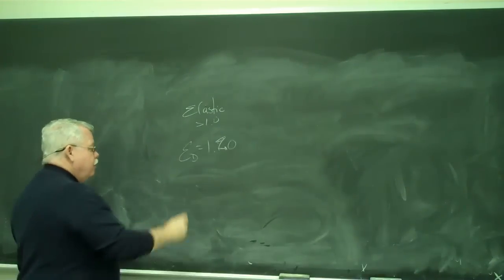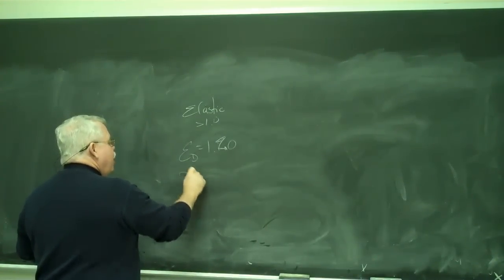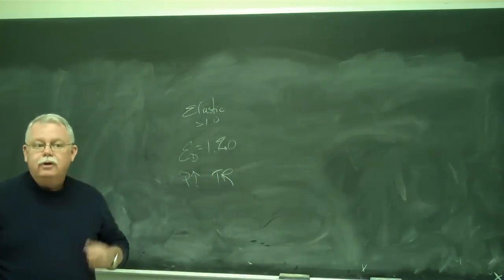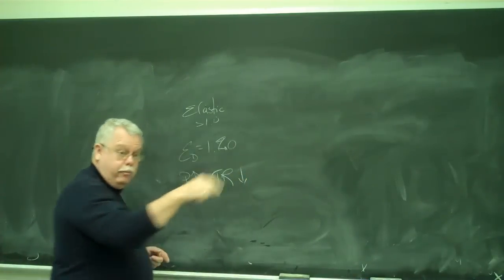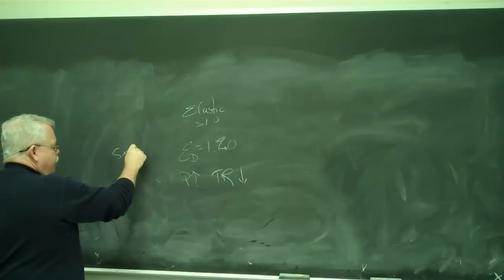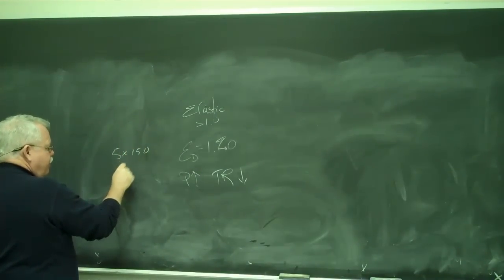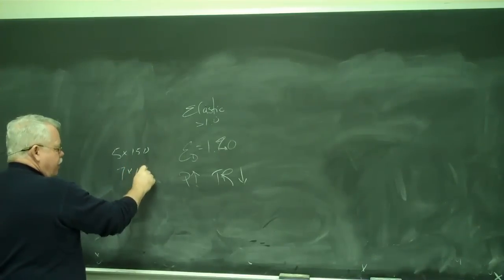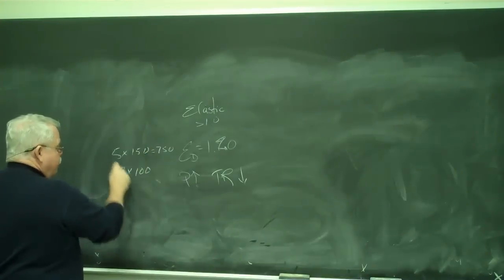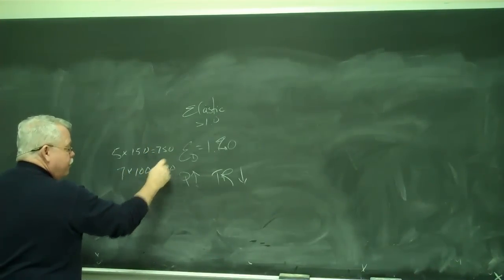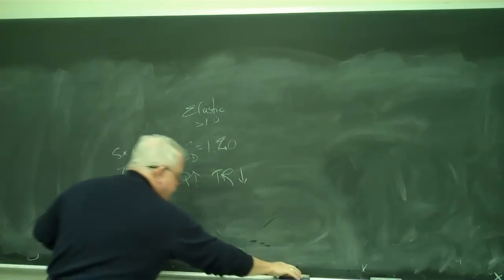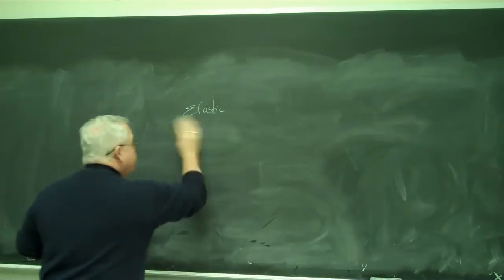What will happen if this firm decides to raise price? What will happen to their total revenue? It'll go down. And in fact, you could use the numbers you had and calculate it. You had 5 at 150, and then you had 7 at 100. So 5 times 150 was 750, but when you raised the price, your total revenue in fact fell.